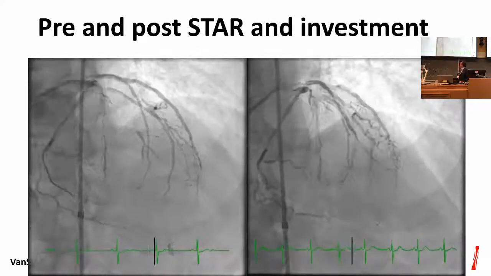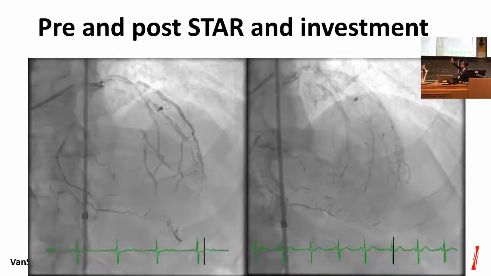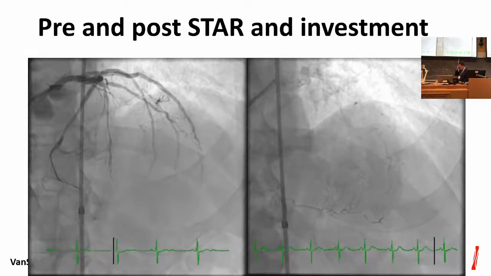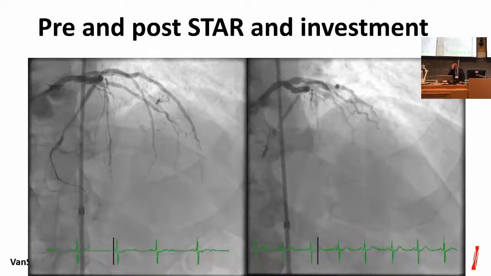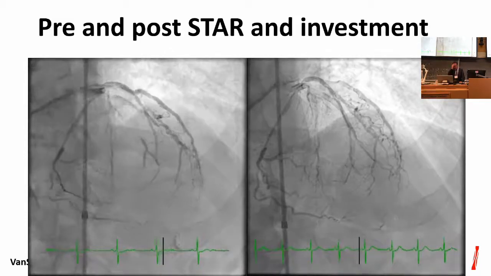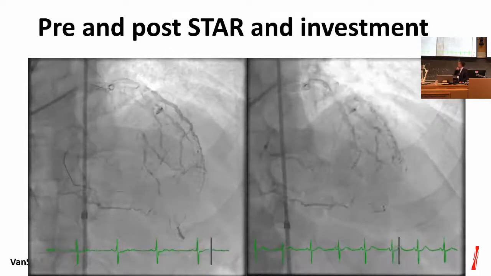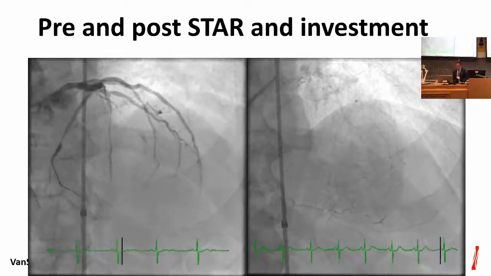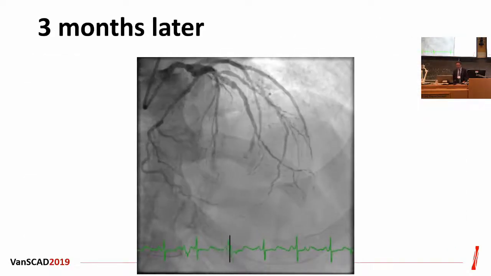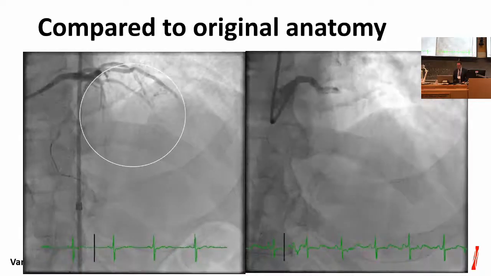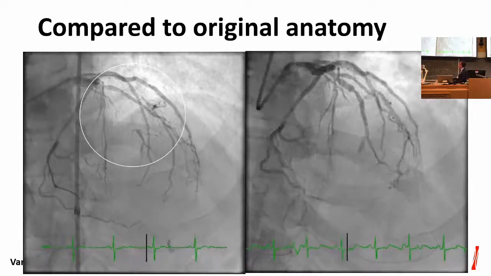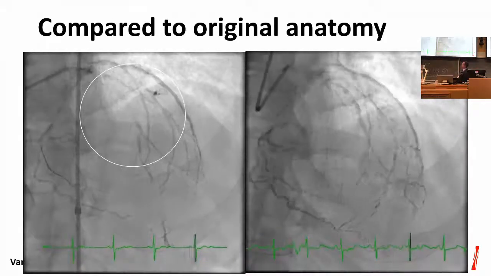And this is showing prior to doing anything. So a surgeon will look at this and say, oh my God, I could have put a super nice LIMA on this, and now the vessel is destroyed. But look what's going to happen 3 months later. The patient came back, and I think it's worth putting the two images next to each other. Where there was an occlusion, there's no more occlusion.